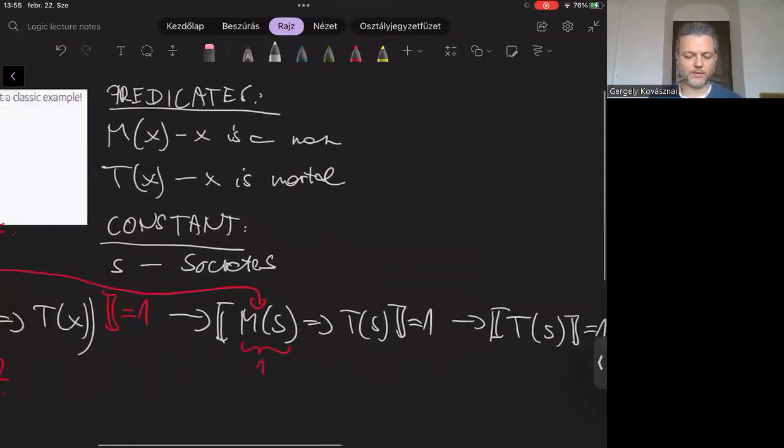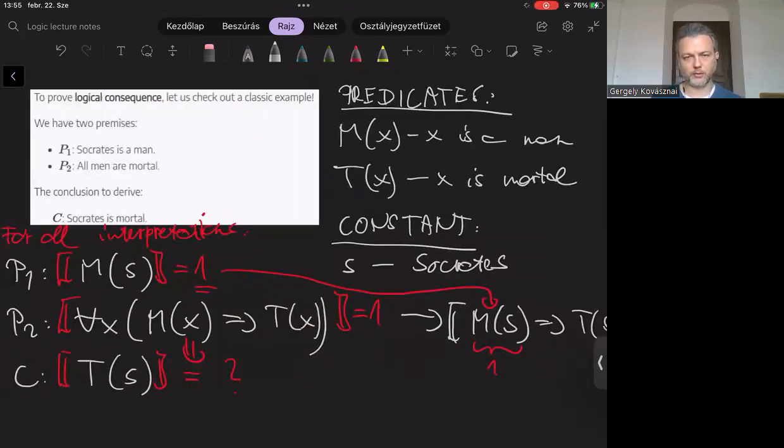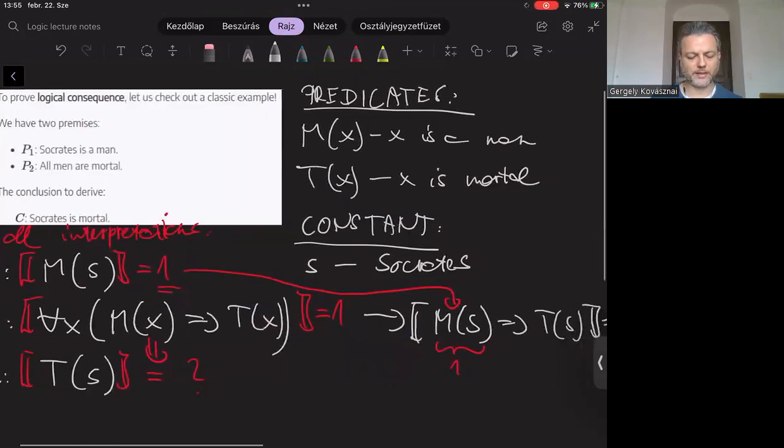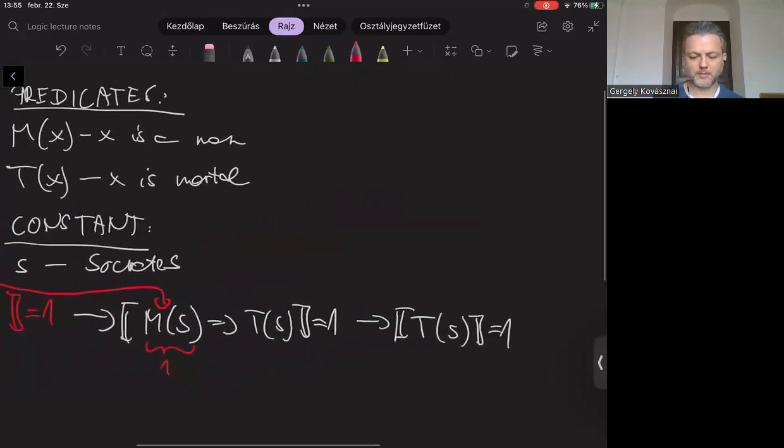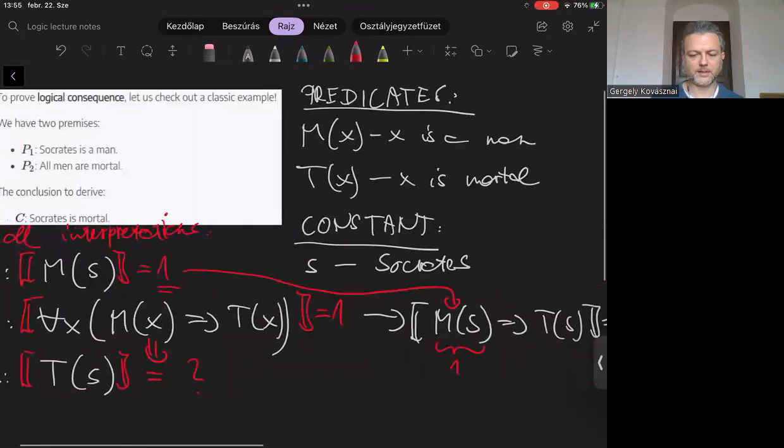And if you look closely, well, this is exactly what we had to prove. We had to prove that if both premises are true, then every time, in all interpretations, the conclusion formula T of S must be true. So this is what we just proved here.